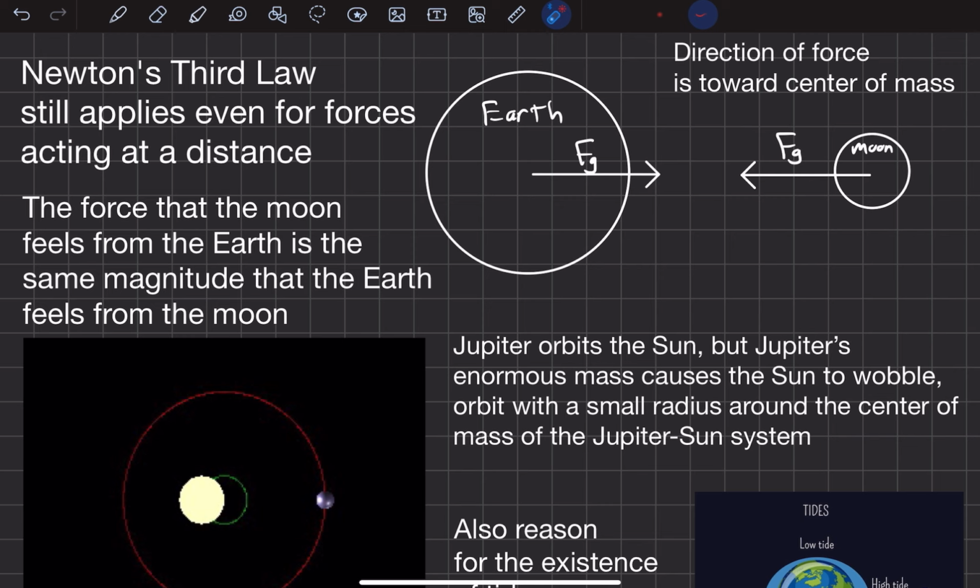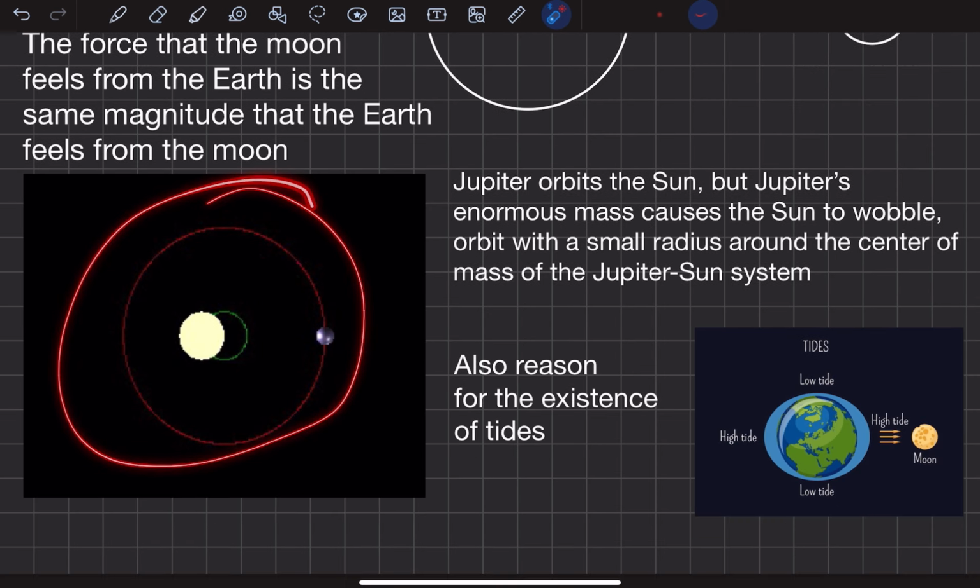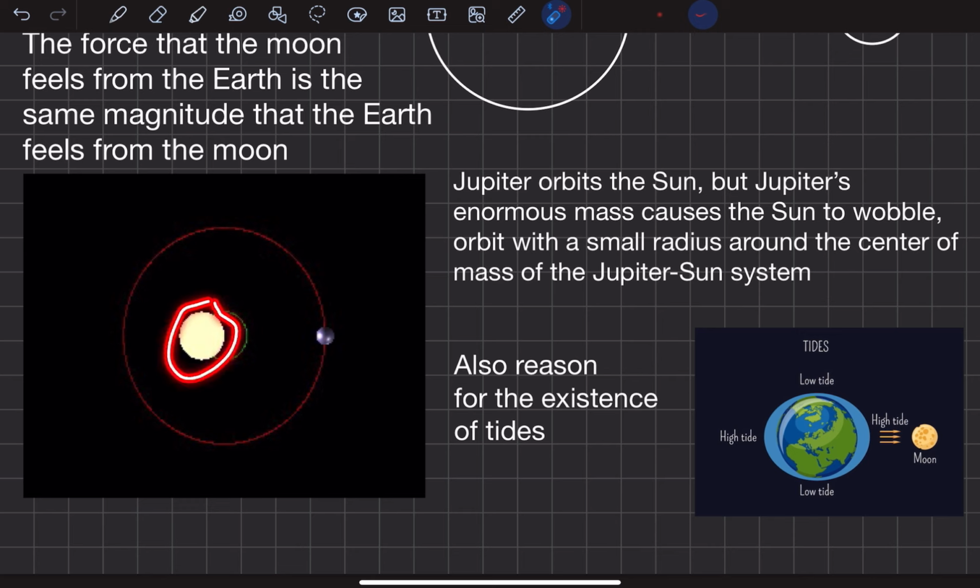That attraction, because of their difference in charges, is another example of a force acting at a distance. The magnetic force as well. The fact that two north poles repel each other, but a north and a south pole attract each other, that's another example of a force acting at a distance. We're going to take a look at an example. In this example, we have the Sun and Jupiter.